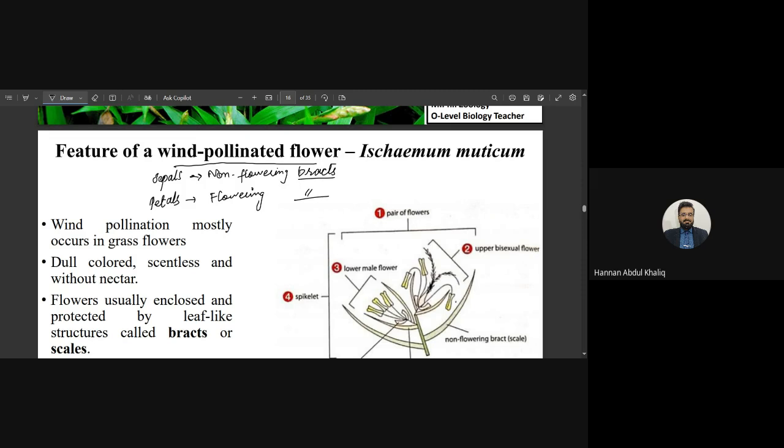Non-flowering basically means that they would only cover the flower, just like I said, the sepals cover the bud, so they also cover the flower bud. The flowering bracts are those which contain male and female parts. That is why we call them flowering bracts. Understood?